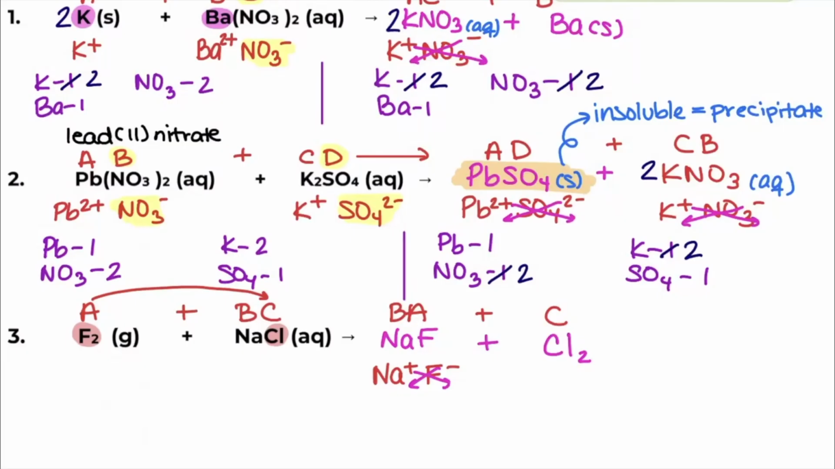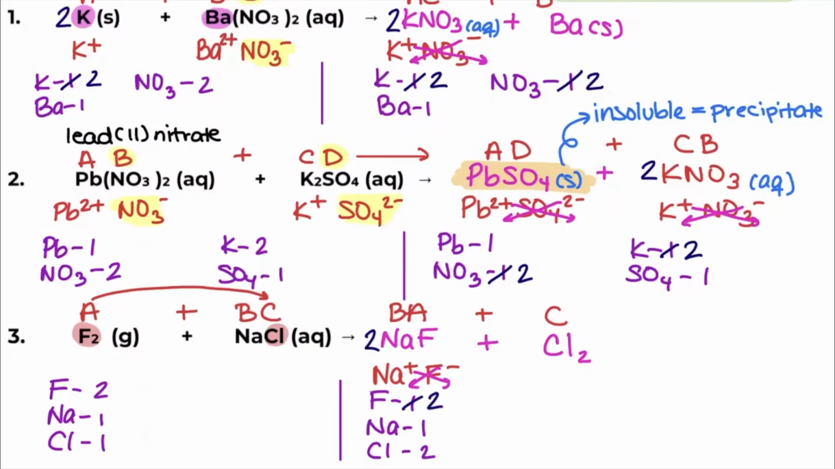So on the left, we have two fluorines, one sodium, and one chlorine. On the right, we have one sodium, one fluorine, and two chlorines. So our fluorines are not balanced. We have two on the left and only one on the right. So if we put a 2 in front of the sodium fluoride, now we have two fluorines on the right, making it balance with the left. But we also change the number of sodiums because now we have two sodiums on the right. So we've got to go ahead and add a coefficient of 2 in front of the NaCl to make the sodiums balanced. And now we're good.